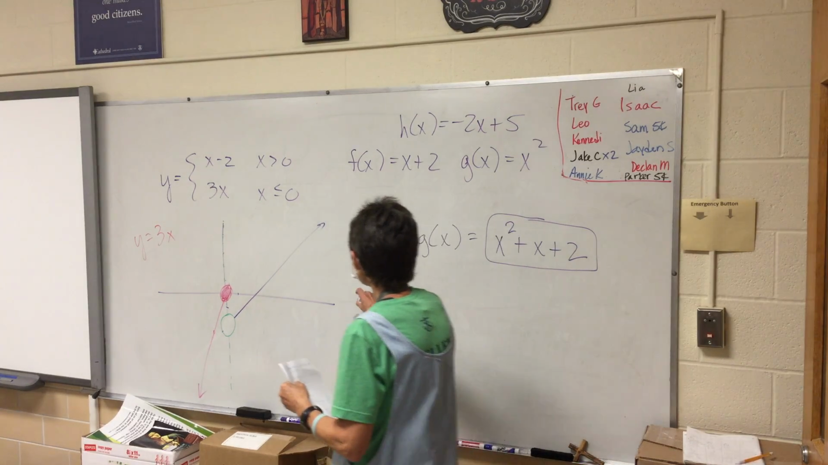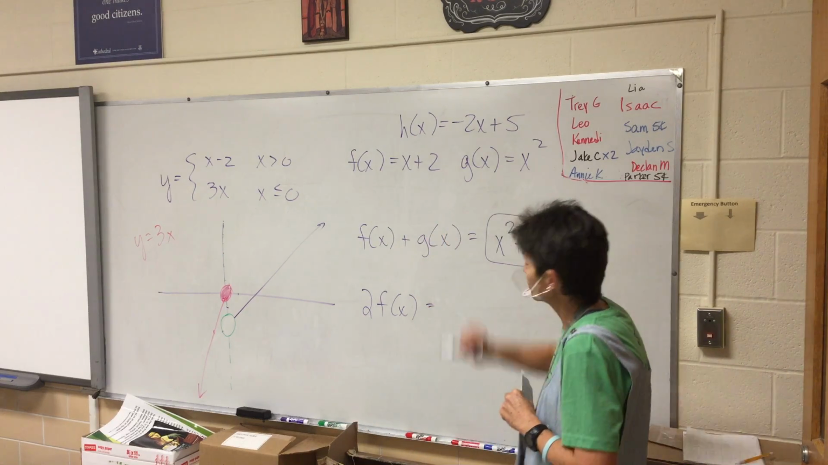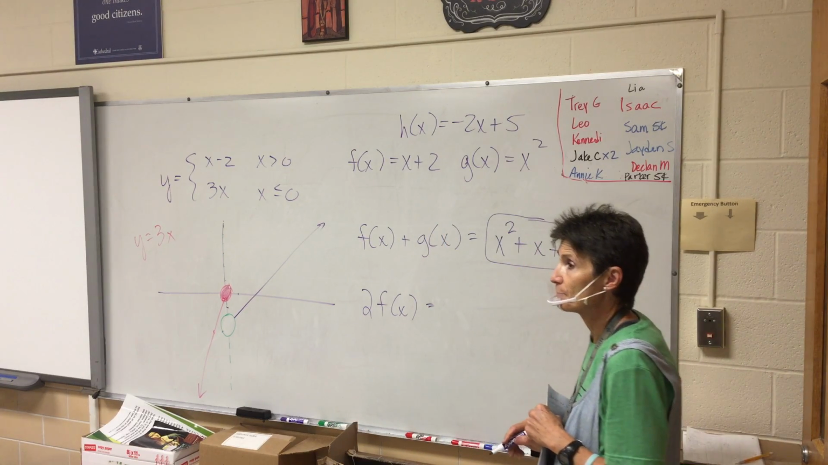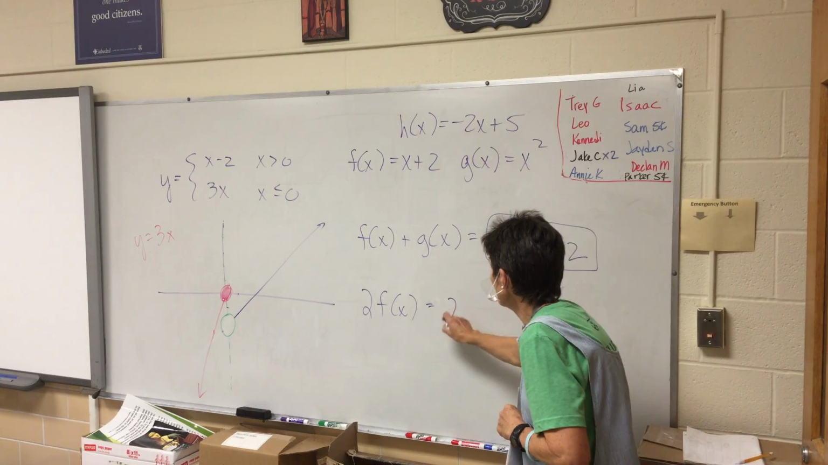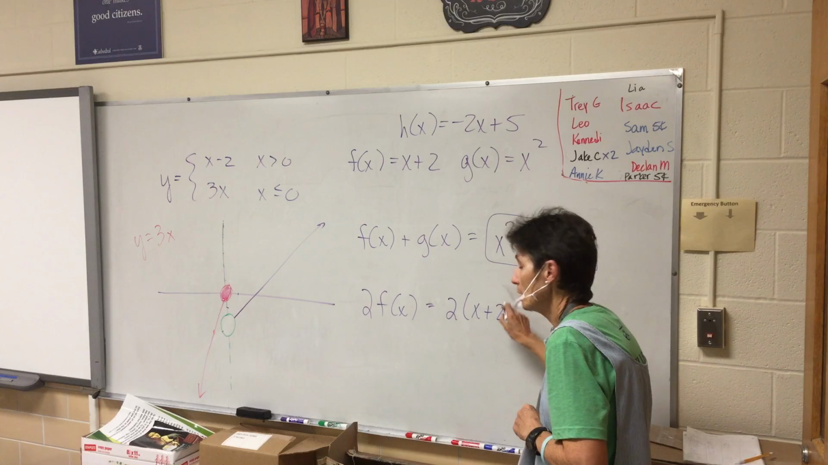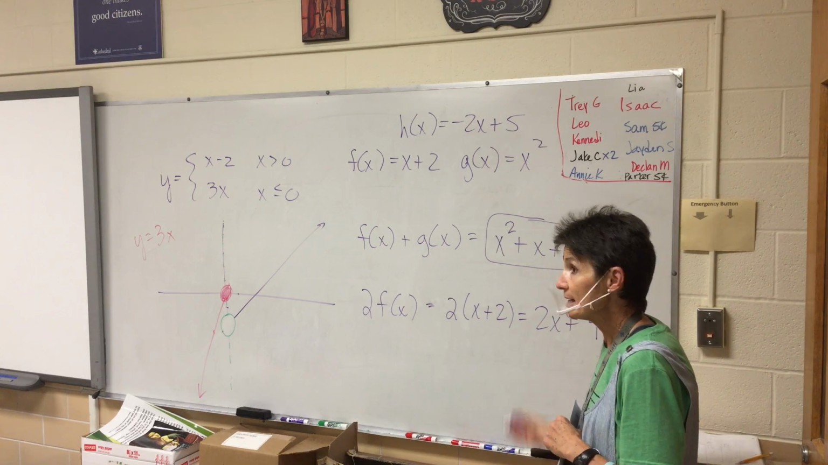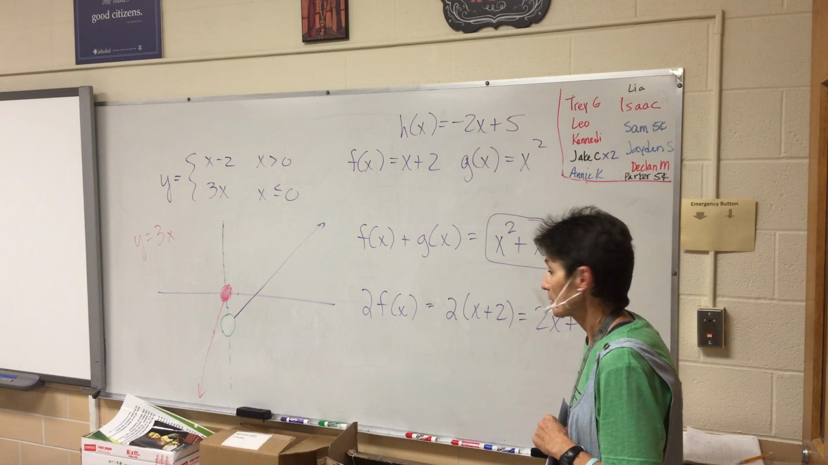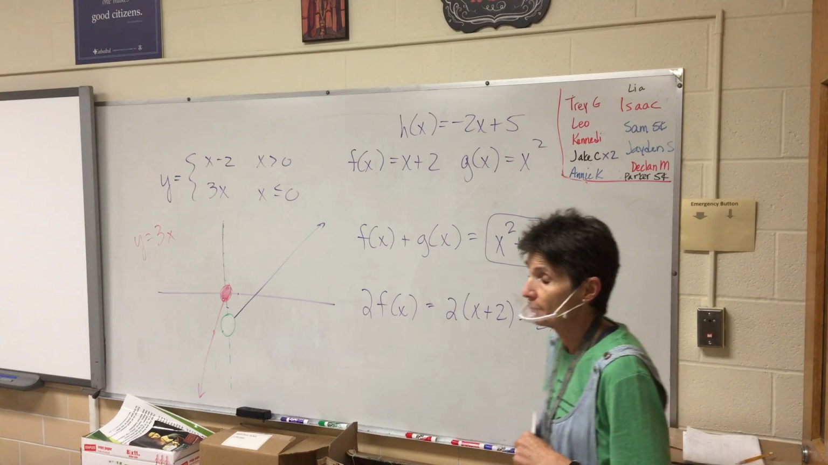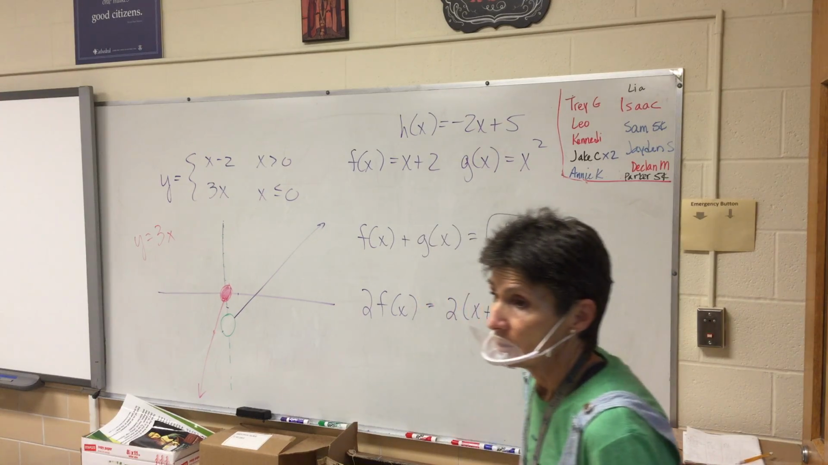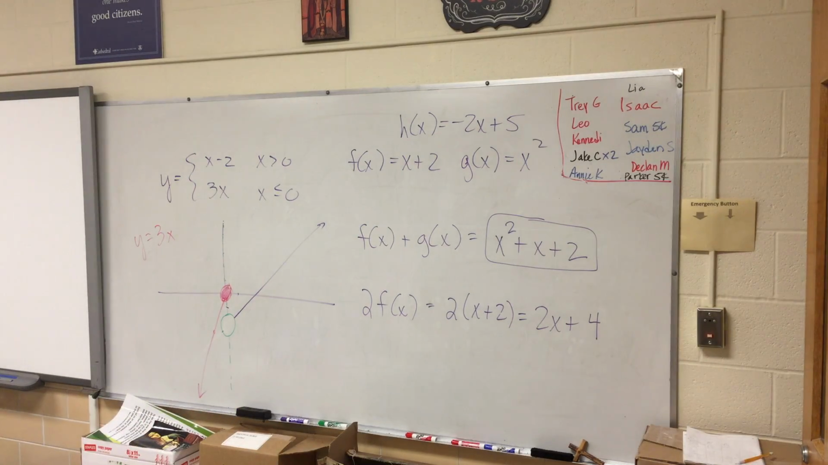What do you think this means? 2f of x. So 2 times f. What will 2 times f be? 2x plus 2, which will be 2x plus 4. That's it. You can't just put 2x plus 4? Yeah, you don't need this step. You can go straight to this one. Sure you can. So 2 times f of x just means multiply f of x times 2.